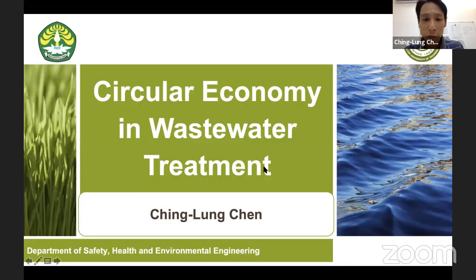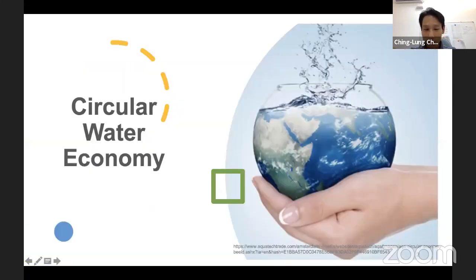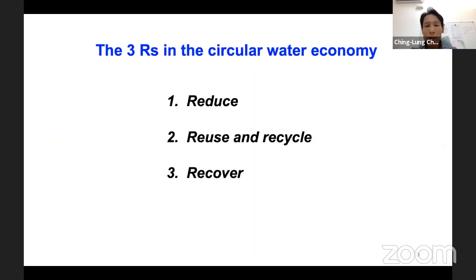Okay, so first of all, today's class is about the circular economy in wastewater treatment. Basically this class is going to focus on wastewater treatment related to a circular economy. There are 3 R's in the circular water economy. The first one is called reduce. The second is called recycle and reuse. And the third one is recover. These 3 parts make up the circular economy.